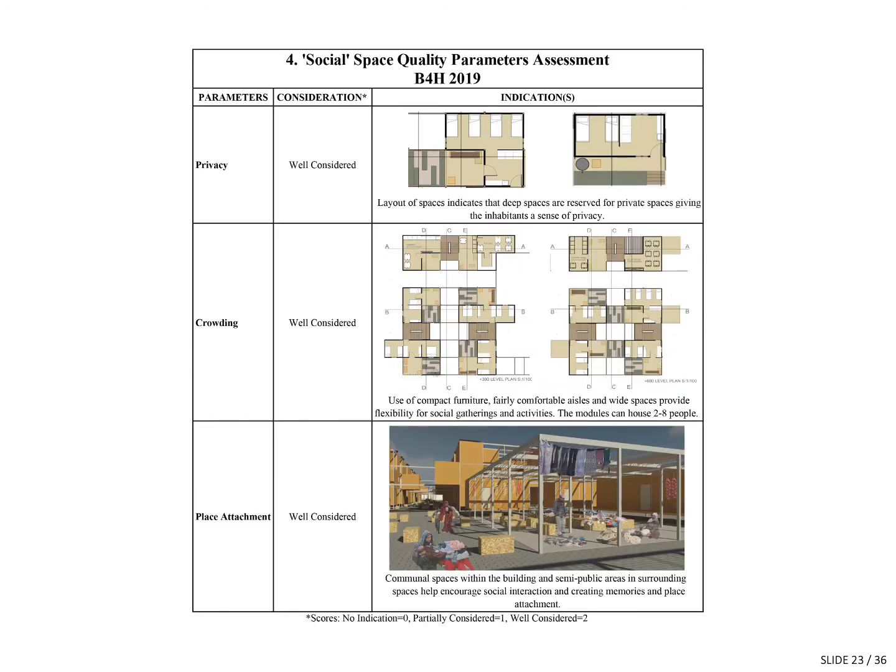In the social component, privacy is considered very well as the layout of spaces indicates that private spaces, sleeping spaces are planned deep in the modules. Crowding is also considered very well. Use of compact furniture and comfortable aisles and wide spaces provide flexibility for social gatherings and activities. Place attachment is also considered very well as the people here could have a positive emotion with the site and with the spaces around, and it helps encourage social interaction and creating memories and place attachment.